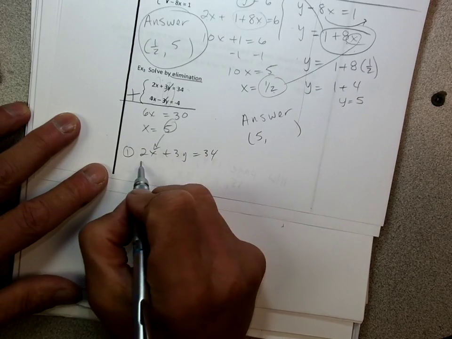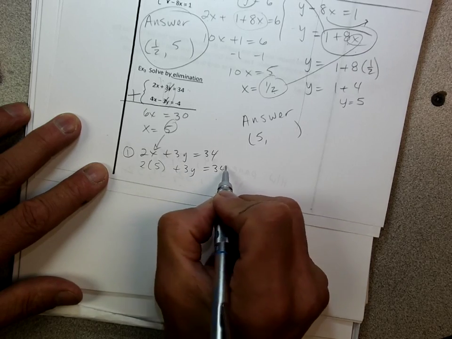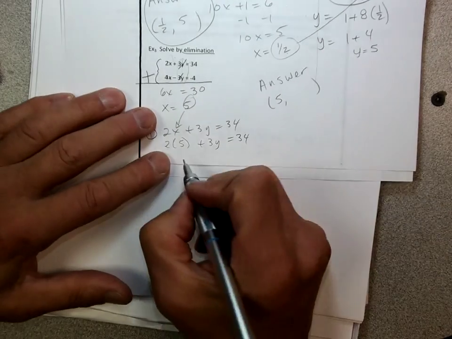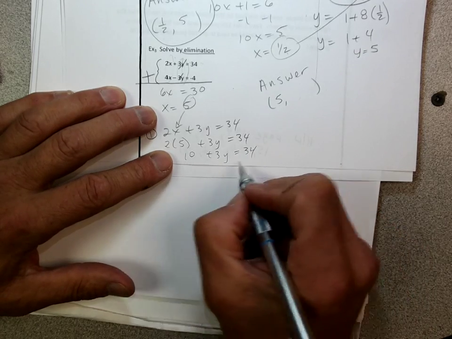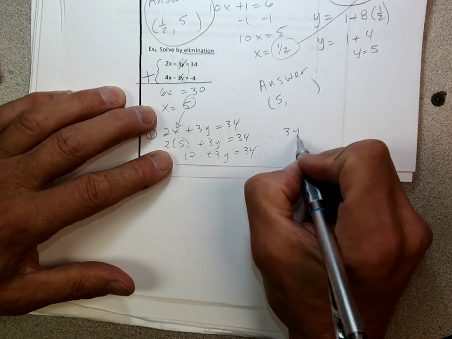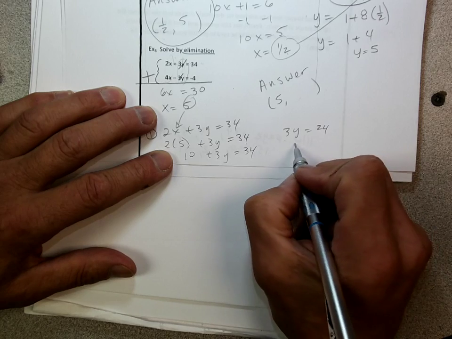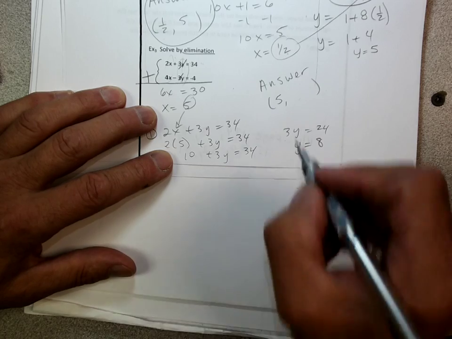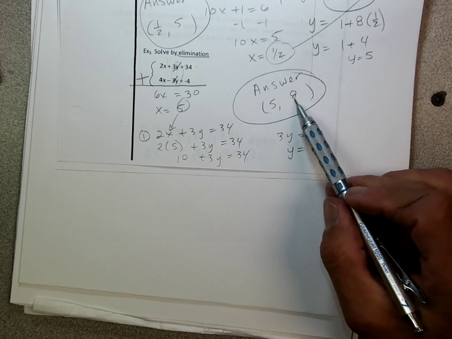Right? So 2 times 5 plus 3y equals 34, right? And let's find out what y is so we get the other half of my answer. 10 plus 3y equals 34, right? Minus 10, minus 10. I'll have 3y equals 24, right? Divide by 3. 3 goes into 24 how many times? 8 times. So I have both parts of my answer. The reason I need both parts, it's a point. It's two lines that intersect in a point. That's why I need both the 5 for the x and the 8 for the y.